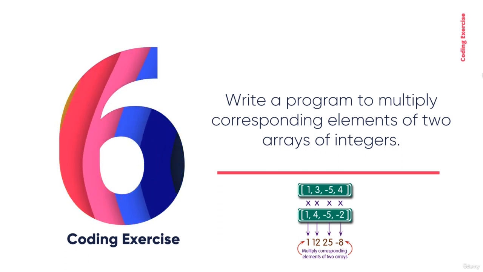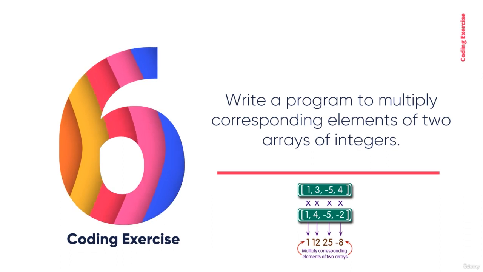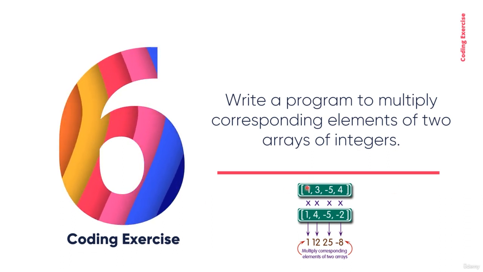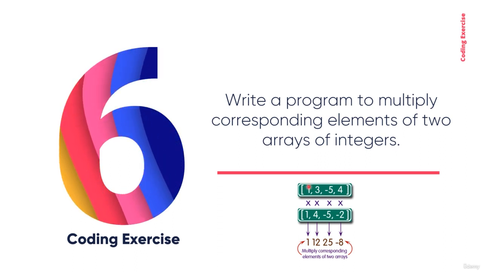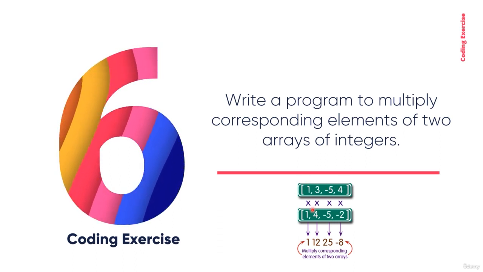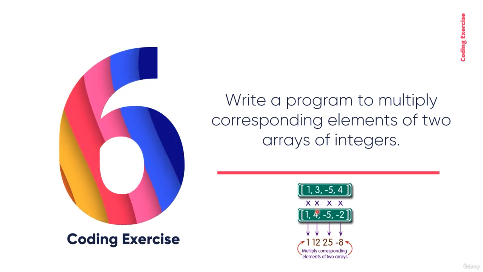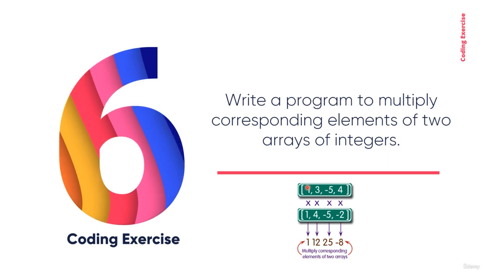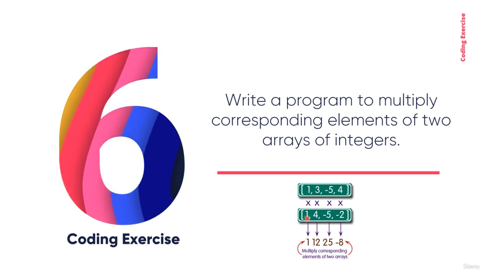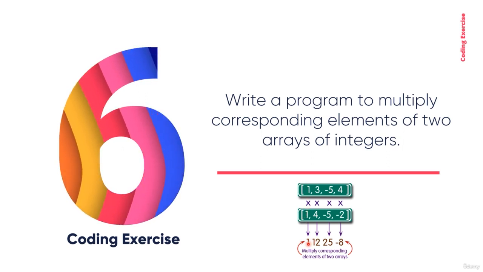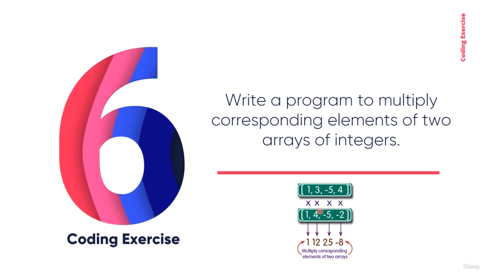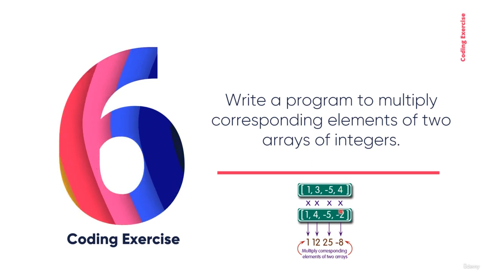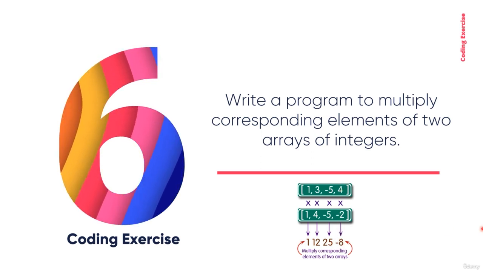For example, if we have these two arrays, the first array contains these elements 1, 3, minus 5, and 4. The second array contains these elements 1, 4, minus 5, minus 2. If we multiply the first element by the first element of the second array, it will give me 1. 3 times 4, 12. Minus 5 times minus 5 is 25. And 4 times minus 2, it will give me minus 8.